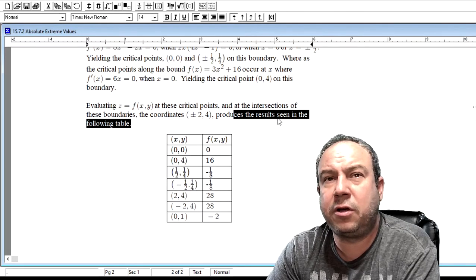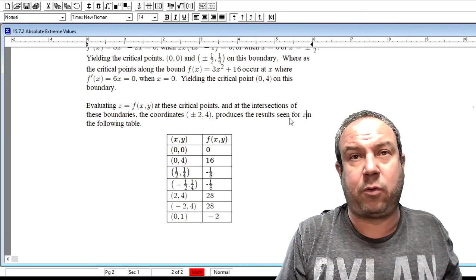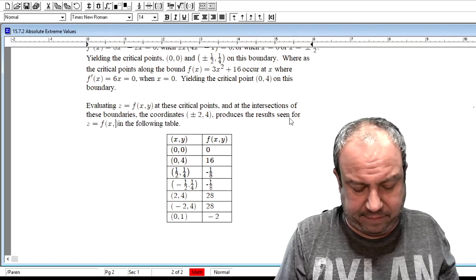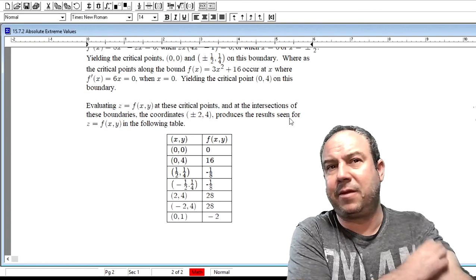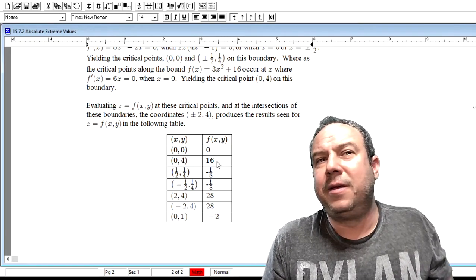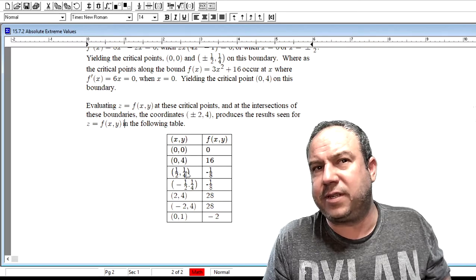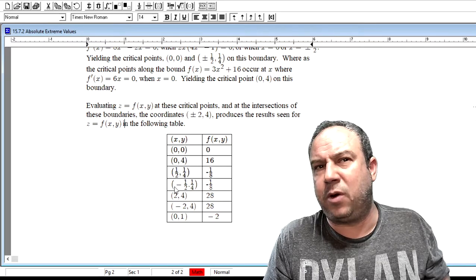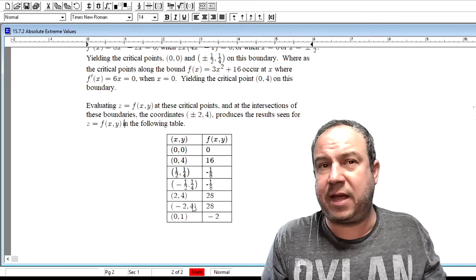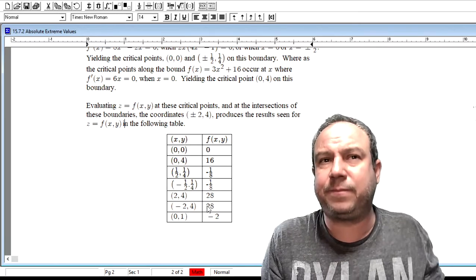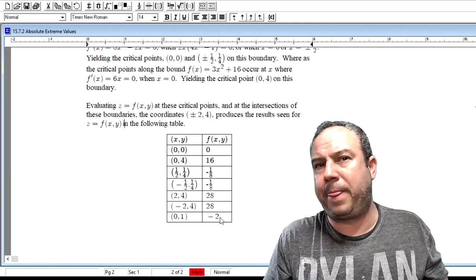Let's be a little more specific: what we're looking at is z equals f of x, y in the following table. At the critical point 0, 0, f is 0. At 0, 4, it's 16. At 1/2, 1/4, it's negative 1/8. At negative 1/2, 1/4, it's also negative 1/8. At 2, 4, it's 28. And at negative 2, 4, it's 28. And at 0, 1, it is negative 2 in value.